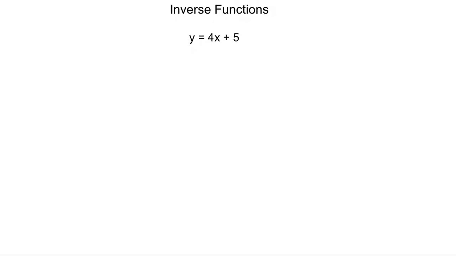Okay, so we're going to be talking about inverse trigonometric functions, but first off, let's recall what an inverse function is. So if I have this function, it's a linear function, y equals 4x plus 5, we can find the inverse function to be x minus 5 divided by 4, and we get that by switching the x and the y and solving for y.